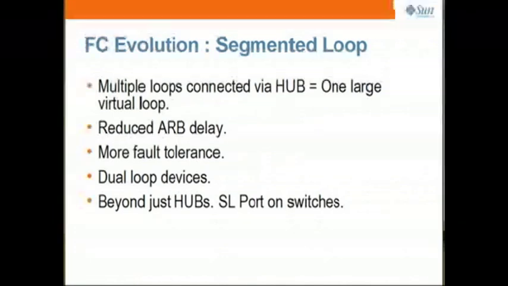So with arbitration, the problem was that it took a lot of time, and if you really put 126 devices on a loop, then arbitration will take forever. Sometimes some devices will actually time out because they will think that the arbitration would never reach back. So the solution to solve that problem was to do something called segmented loop.